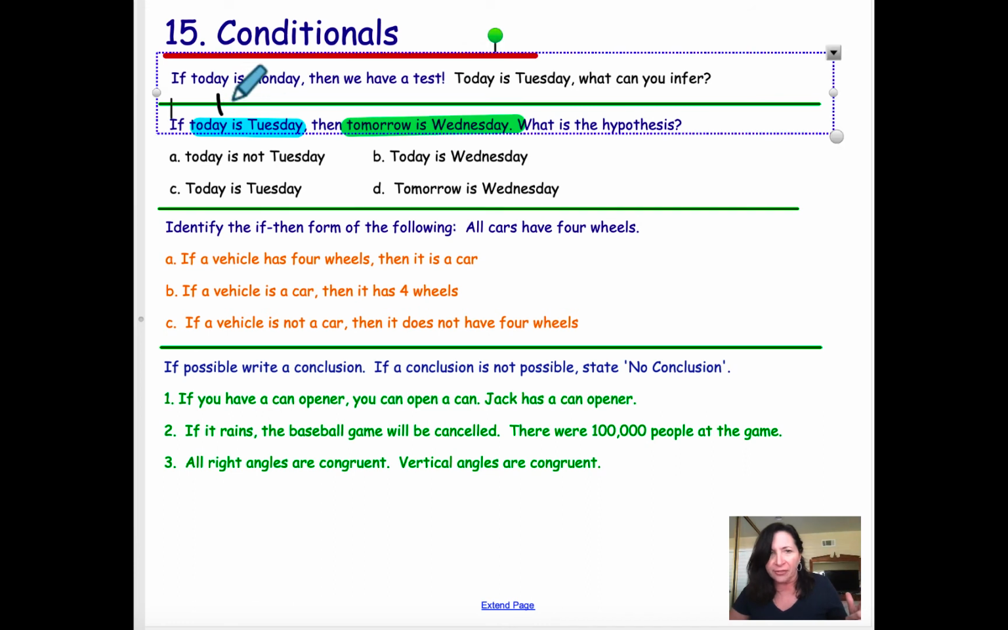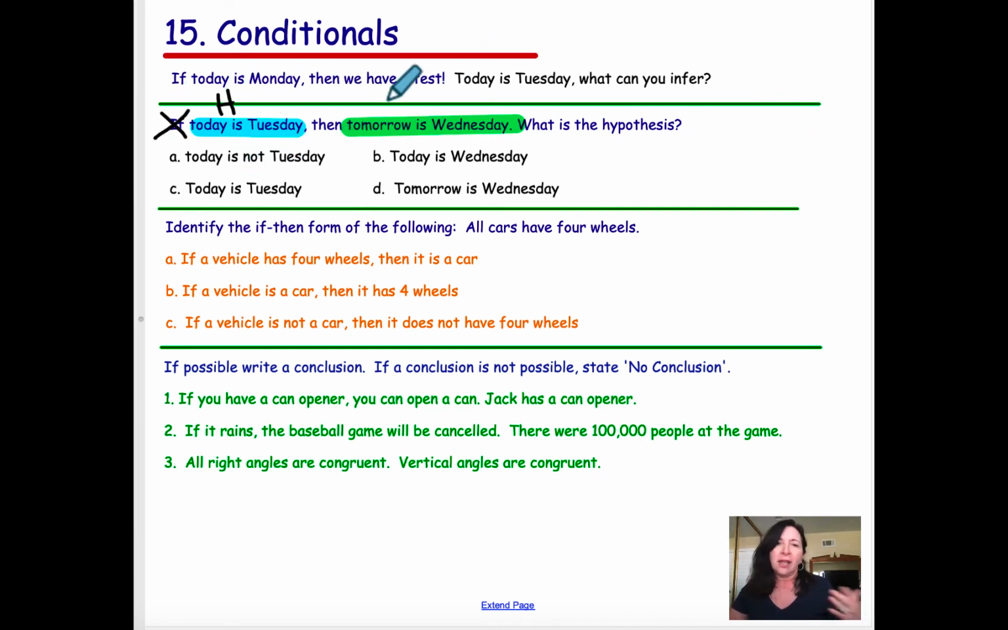The hypothesis does not have the word "if" in it. The conclusion does not have the word "then" in it. Okay, so today is Tuesday. Yay. All right. Identify the if-then.